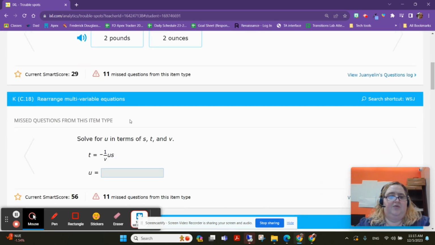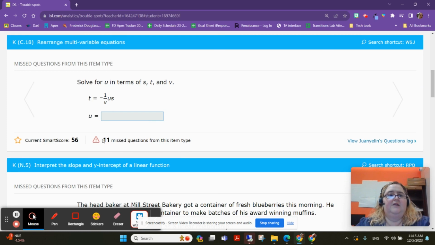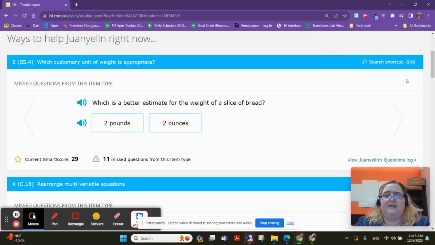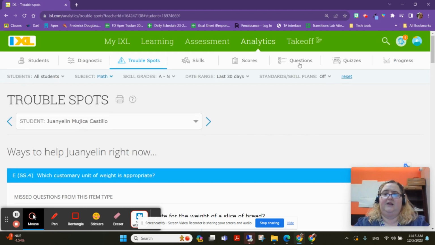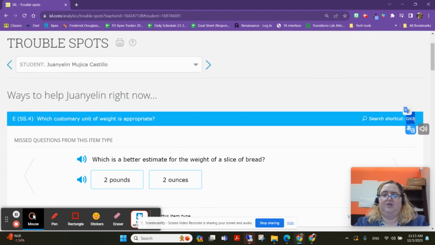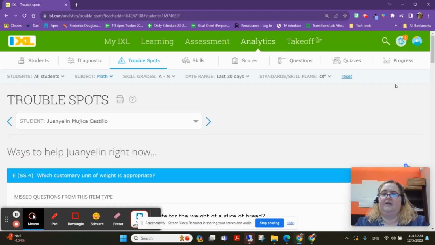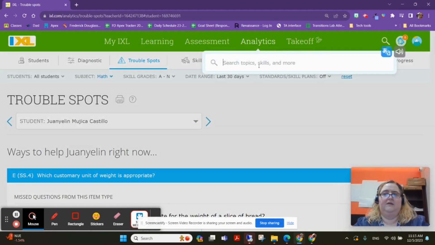Rearranging multivariable equations, okay? So this gives me the opportunity to then either look at this activity, okay? Or specifically look at what questions she's done. So if I were working with this student, I would probably go ahead and pull up this activity. So I just take this right here, okay? And I would probably want to go over this with her.